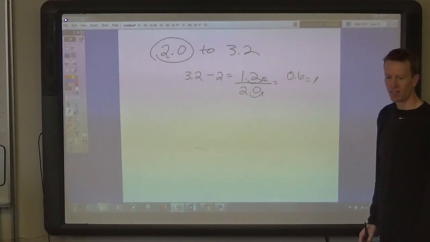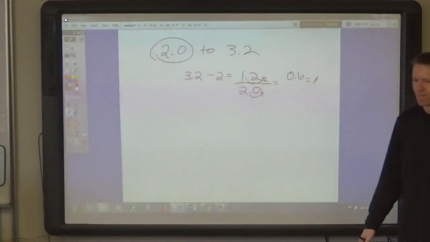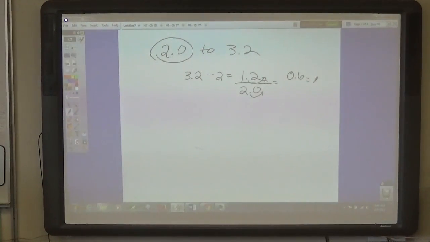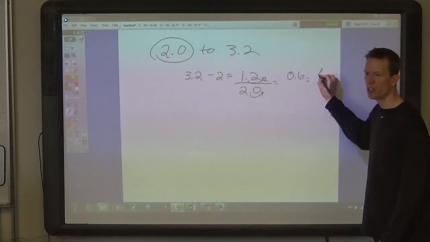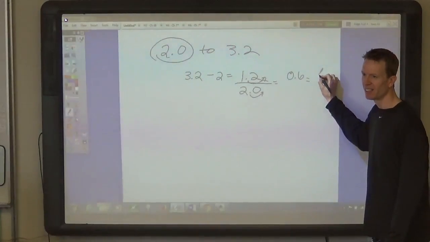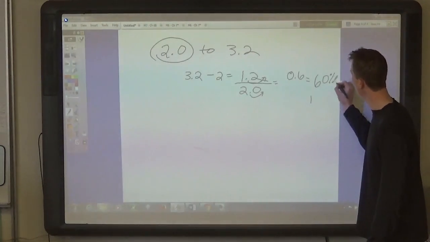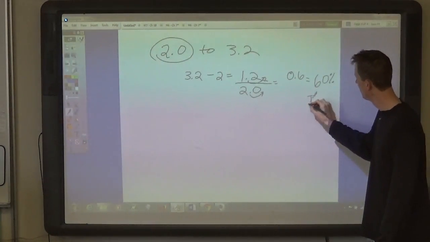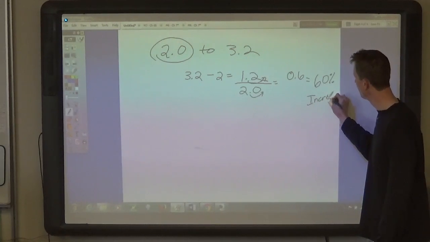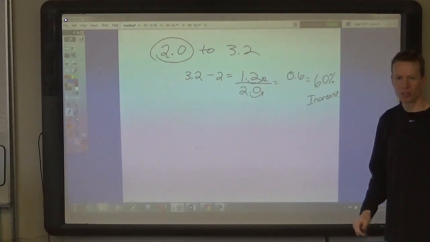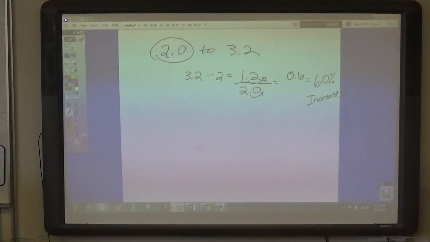And then, what's the last step? Times 100. Right. So what did you get now, Alex? I got 60% increase. Good. 60%. Make sure you put the percent sign. Increase. 60% increase. Okay? Any questions?